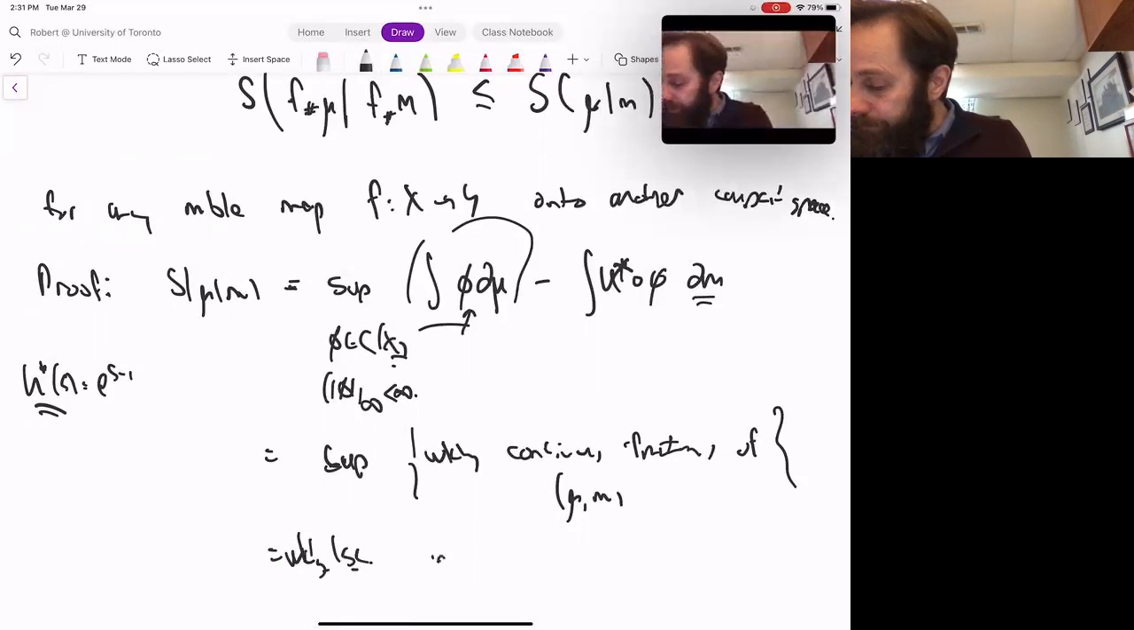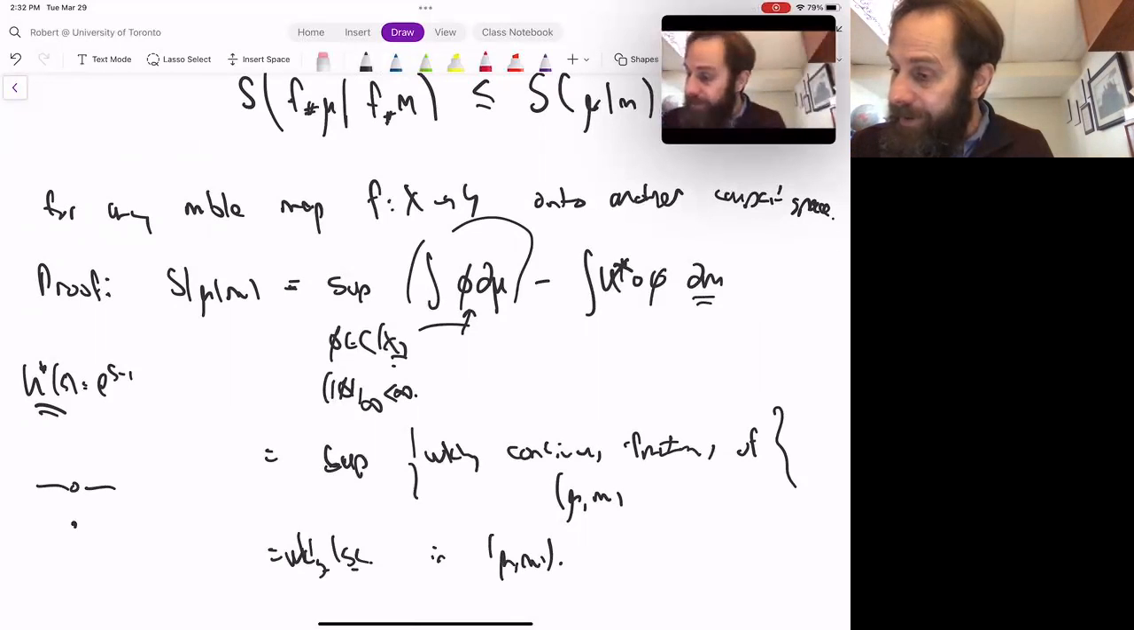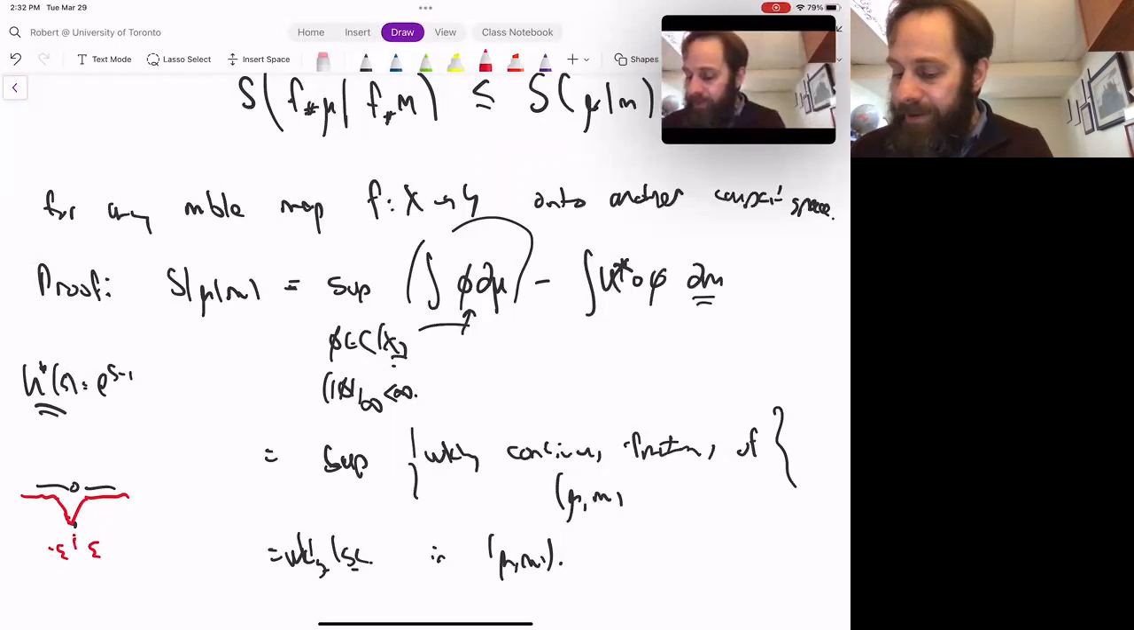Weakly lower semi-continuous in mu and m. So that's very easy. And the picture to have in mind is if you think about a function like this, then I can approximate that by a sequence of functions that do like this, on some scale epsilon around 0. So the red guys are continuous. As epsilon goes to 0, they converge to the black guy.